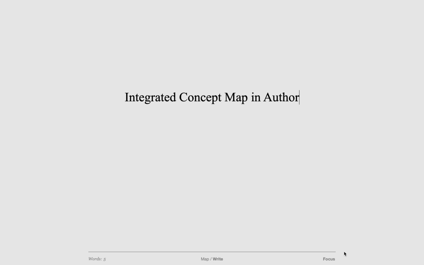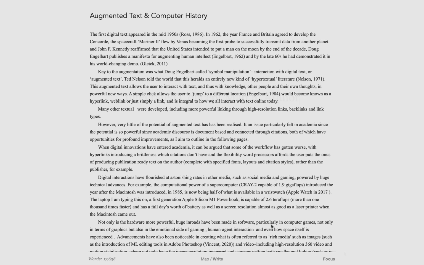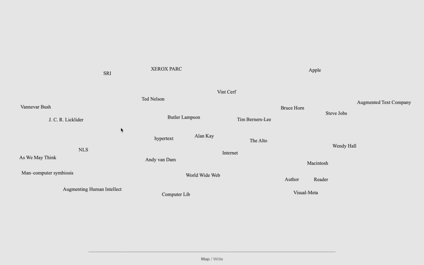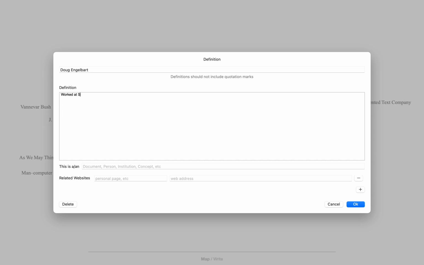In Author, you can define as you learn, helping you build your mental model of what you're writing in a usefully connected way. I'll start by switching to the map view, which I do with Command M. Here I'm working on an overview of computer pioneers. I'll add Doug Engelbart, do Command D for definition, and type: worked at SRI, developed NLS, later renamed Augment.